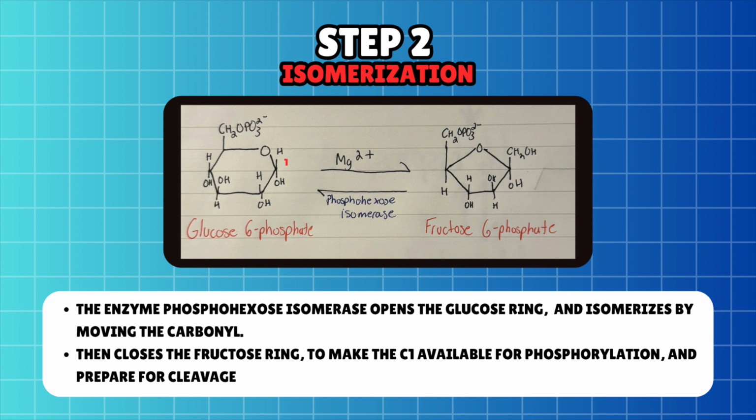The second step is isomerization. So, glucose 6-phosphate is turned into fructose 6-phosphate. So how does this all work? The enzyme phosphohexose isomerase opens the glucose ring and isomerizes by moving the carbonyl. Then it closes the fructose ring to make the C1 available for phosphorylation and prepare for cleavage. All that's happening here is the molecule is just rearranged. No atoms are being added or removed. It's simply preparing the molecule for the next step, where another phosphate is going to be added.